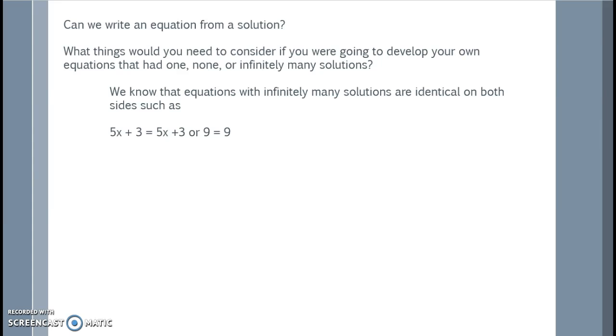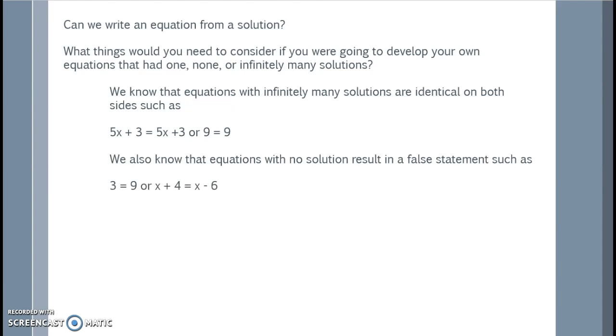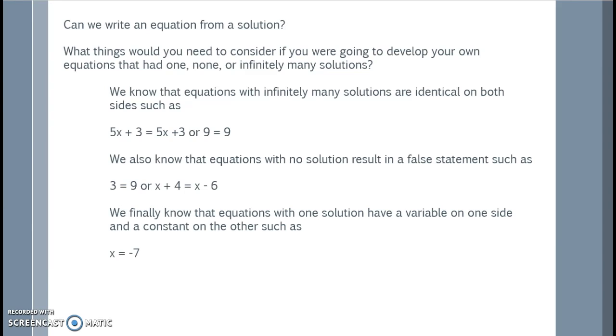as 5x plus 3 equals 5x plus 3, or 9 equals 9. We also know that equations with no solution result in a false statement, such as 3 equals 9, or x plus 4 equals x minus 6. Finally, we know that equations with one solution have a variable on one side and a constant on the other, such as x equals negative 7.